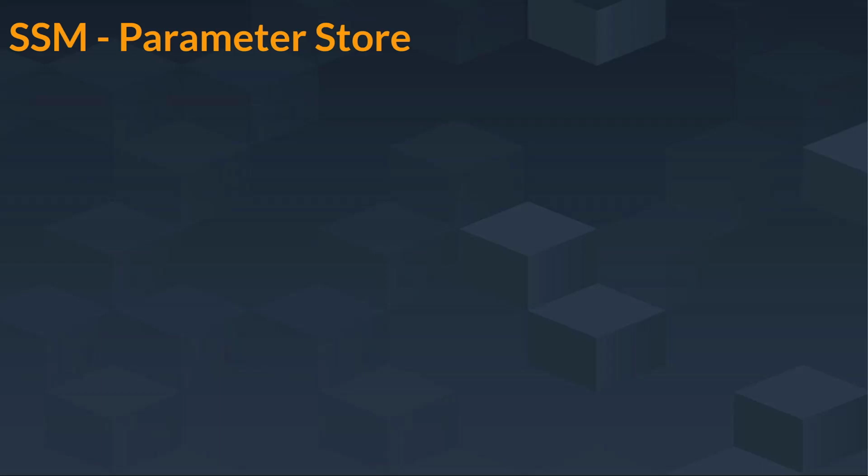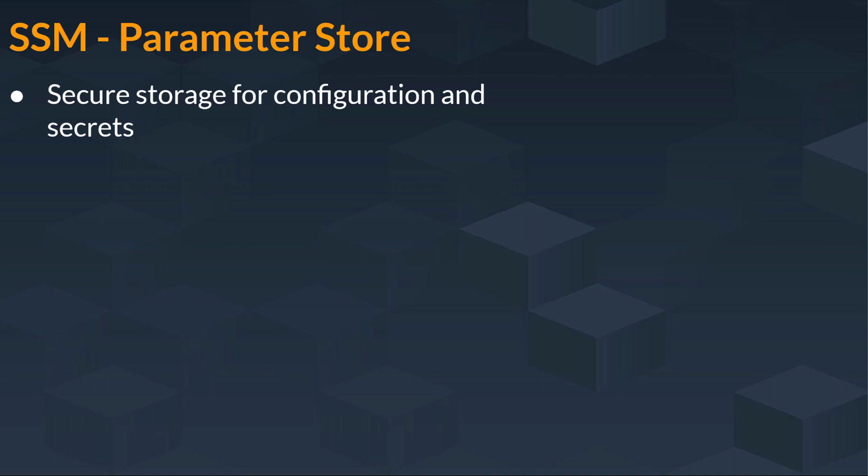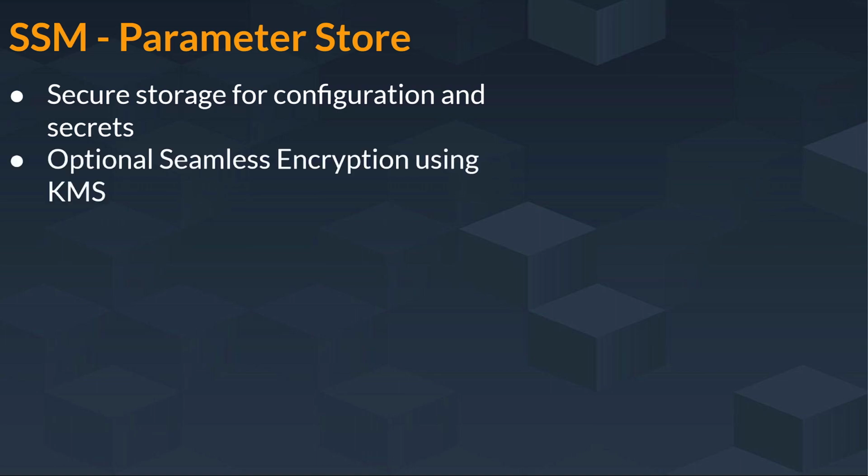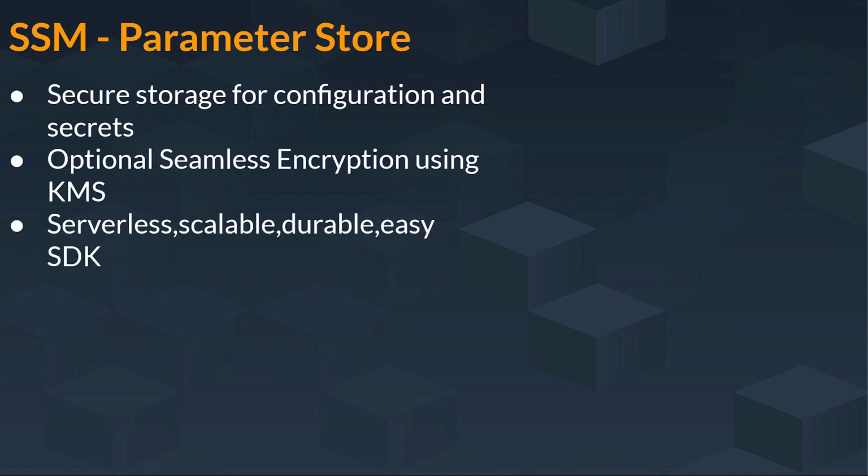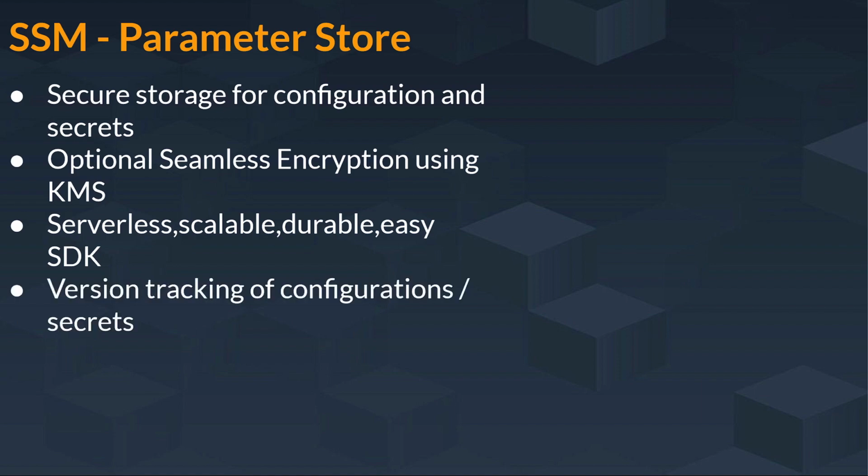So in this lecture, we will see the overview of SSM Parameter Store, what it is used for. It is an AWS service which is used for secure storage of your configurations and secret keys. Optional seamless encryption using KMS. It has encryption using the AWS KMS service, and it is serverless, scalable, durable, with an easy SDK, and it has version tracking of configuration and secrets.